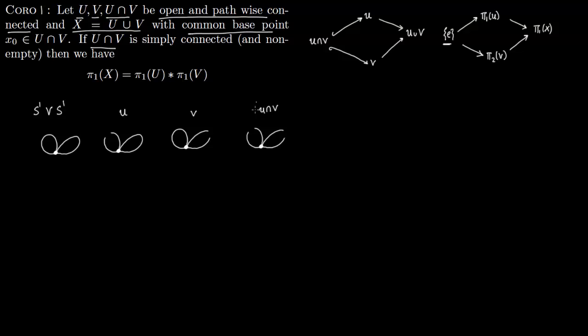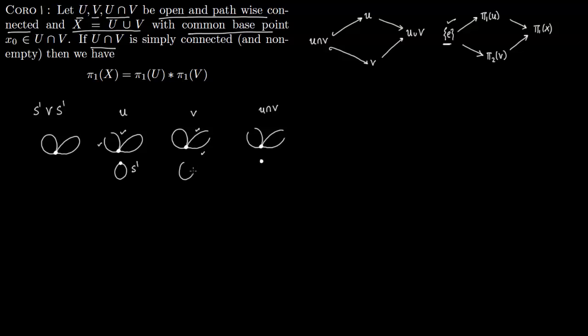So first notice U intersection V, all these four whiskers will deformation retract to the point. So this will be equal to a point. So its fundamental group is trivial. Now coming to pi 1 of U. So these two whiskers will retract to this point. So this will be equal to S1, some point here. Similarly here, these two whiskers will retract to this point.